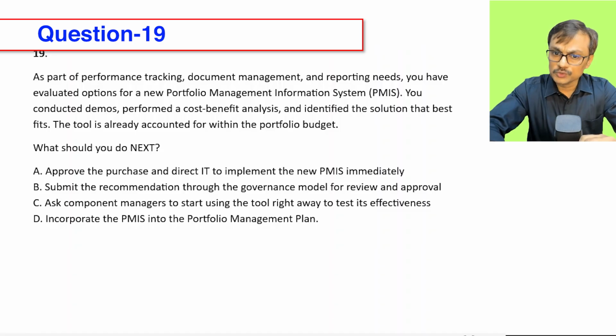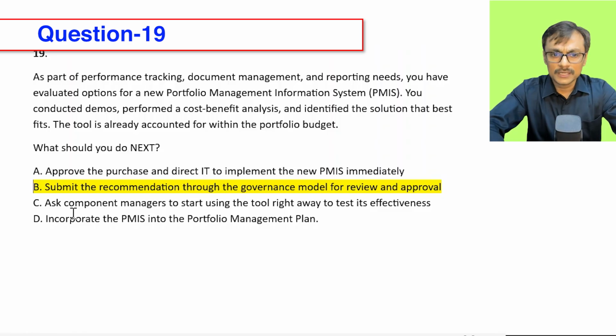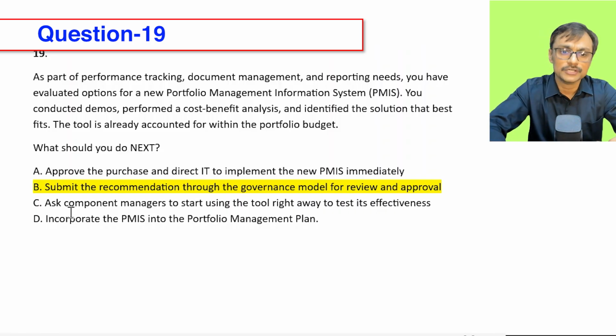Submit the recommendation through the governance model for review and approval. Easy, clear. Ask the component manager to start using the tool right away to test its effectiveness. We should go strategically. We can't just say, let's try it out. There could be research you can do, but better you do it as a part of your recommendation rather than involving the component manager.